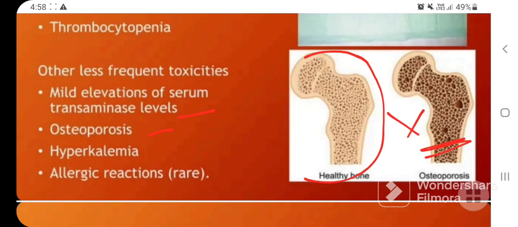This is the healthy bone. Regular or long-term use of heparin leads to osteoporosis. Then hyperkalemia, excess deposition of potassium. Then allergic reactions. Simple.